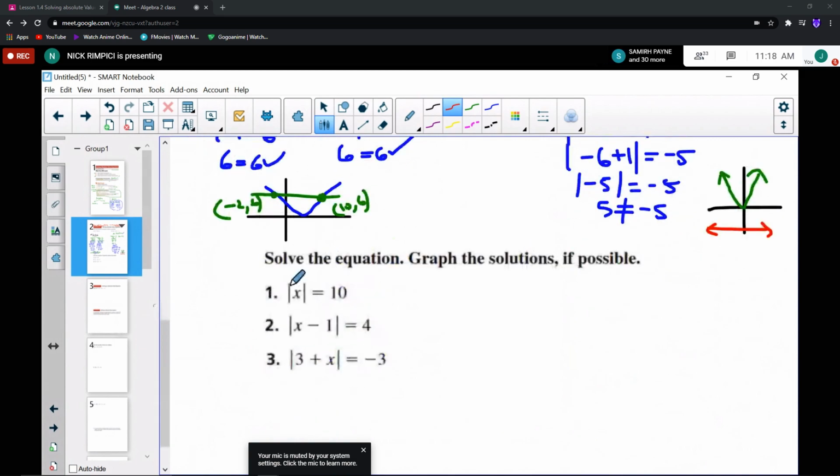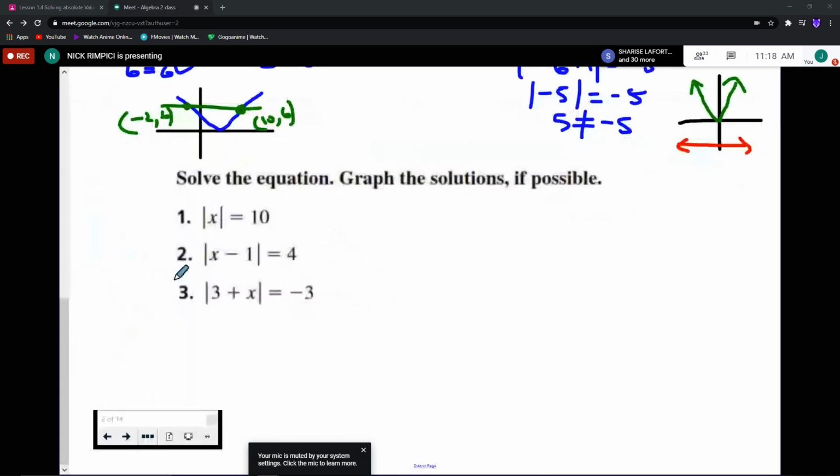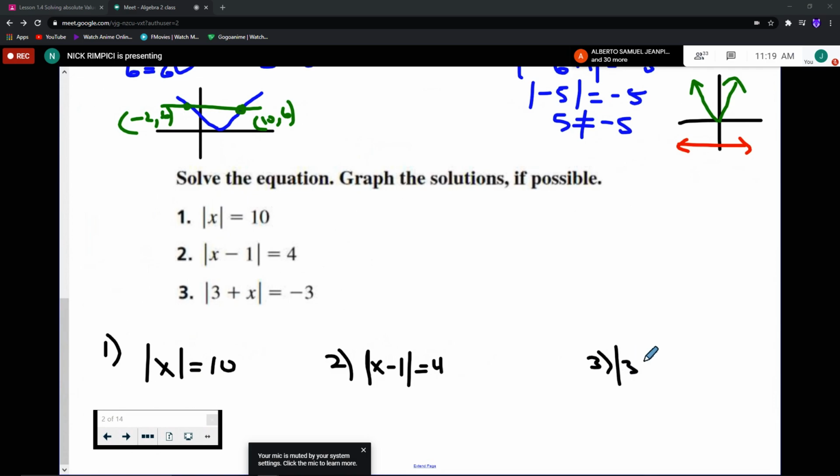I'll give you a couple of minutes. Let me just spread these out so I can go over them. It's a little easier for me. Okay, so let's put 1. 1 is super easy, and so is 3. So x equals 10 for 1. For 2, x minus 1 equals 4. And for 3, 3 plus x equals negative 3.